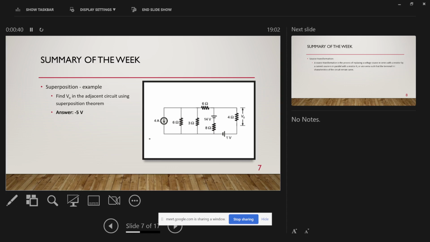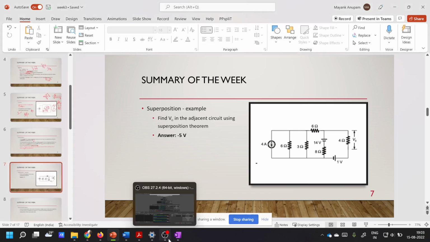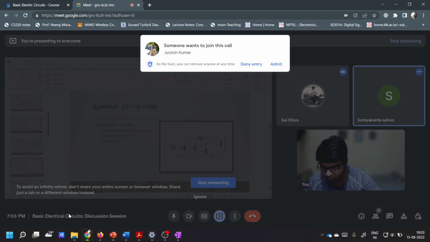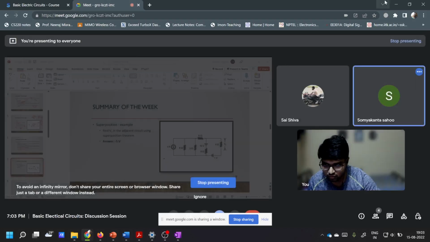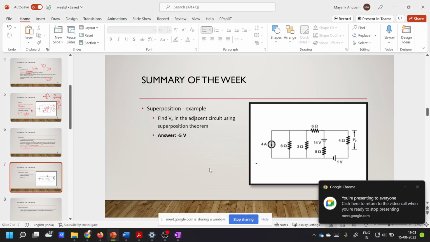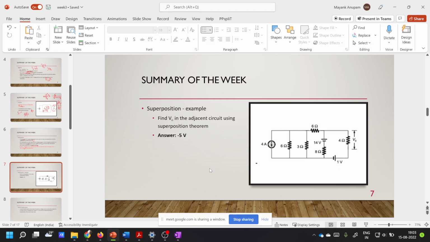Sir, if we multiply the triangular wave and the sine wave, then what is the multiplication? I couldn't hear you. Can you repeat your question? If you multiply the sinusoidal with a triangular wave, what is the result? I am not able to understand your question right now. You can post this question on the discussion forum, so I will look at it.